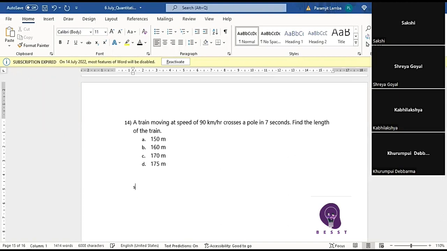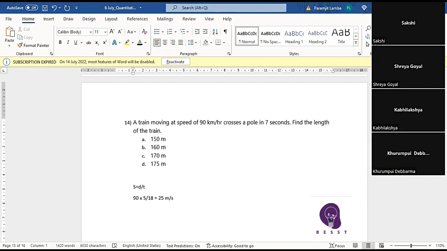Again, use the formula speed is equal to distance over time. First thing you need to do is convert kilometer per hour into meter per second, because it is saying 7 seconds. You multiply 90 by how much? 5/18. Yes, 5 by 18. What is the answer? Sir, 25 meter per second. Wonderful.